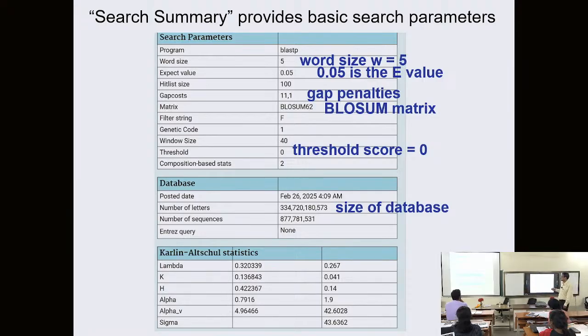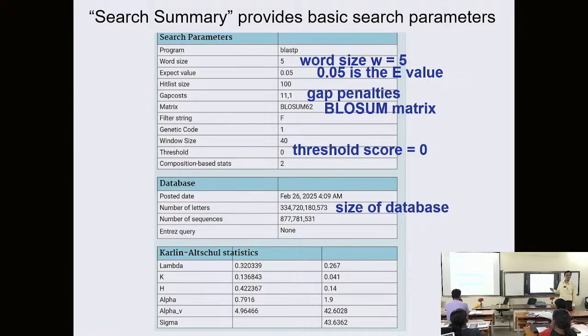This is the default, actually 100. You can increase it. Gap cost you understand. Matrix you understand, and filter string F is some code. If you want to filter repeats, there are codes for filtering, so that is F here. Genetic code 1 is the standard genetic code. Window size 40 means that the two hits should be not more than 40 nucleotides or amino acids away from each other. So that is the limit.